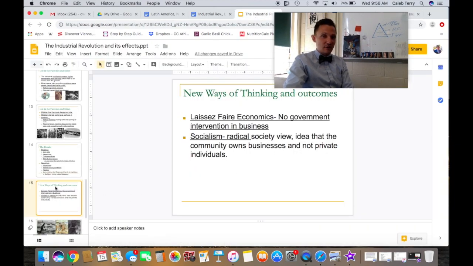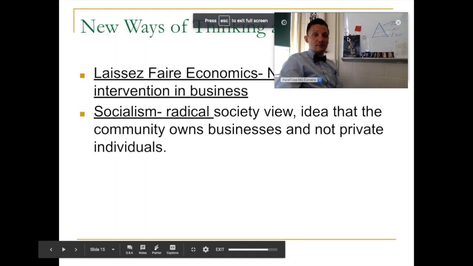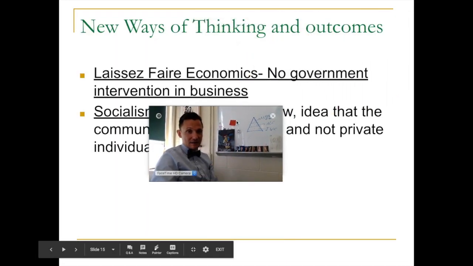Oh, pepper moths, gross. Anyway, then you're also going to see new ways of thinking when it comes to government and economics. Don't write the socialism thing. We're going to write that next, all right?